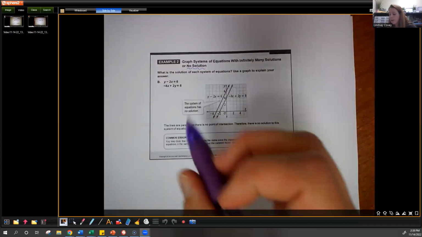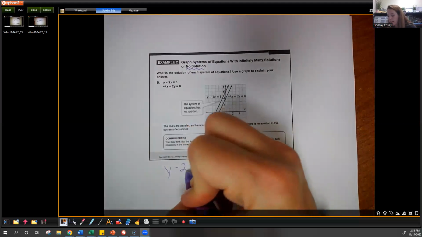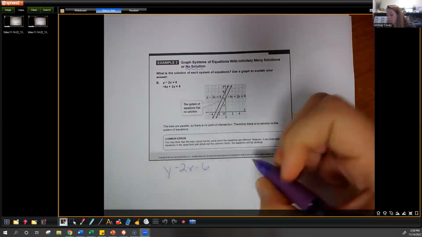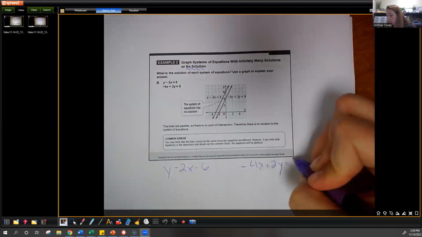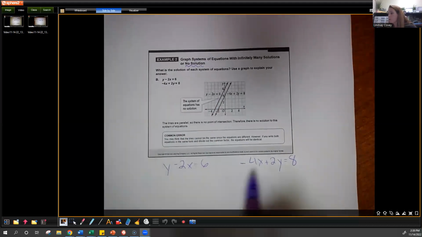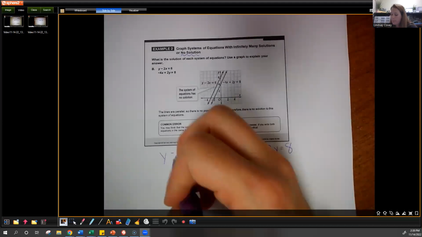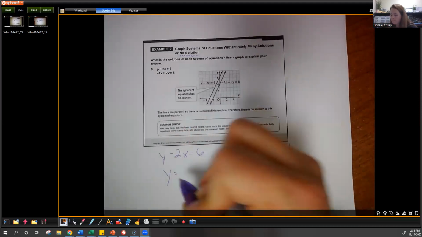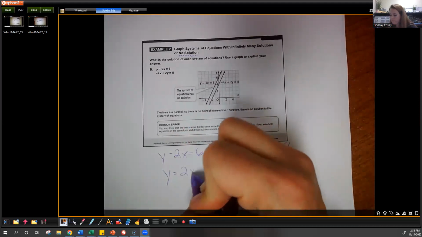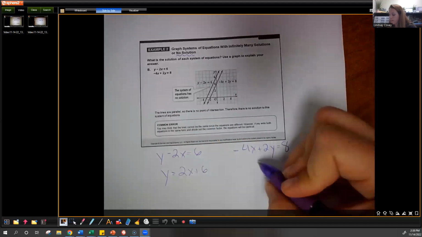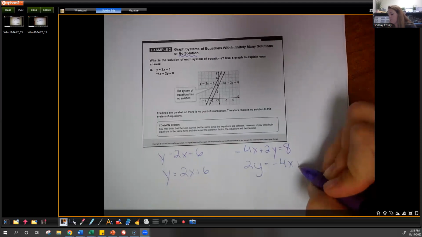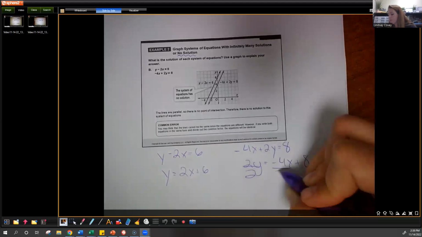So if we wanted to actually write this in y equals slope-intercept form, we could: y minus 2x equals 6, and -4x plus 2y equals 8. And if we wrote it in slope-intercept form, then this would be 2y equals -4x plus 8, divided by 2.